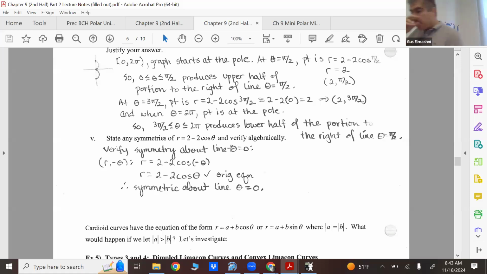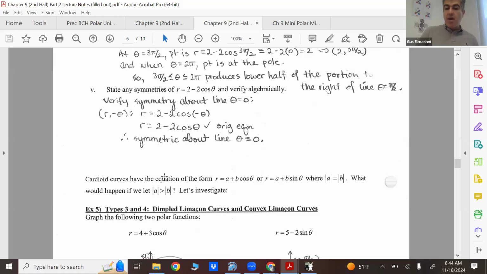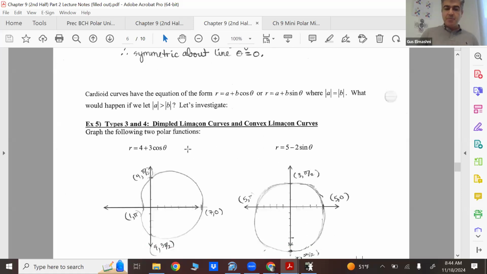Now, remember what I said? Generally speaking, r equals a plus b cos theta, or a plus b sine theta. And if you take absolute a and b, they're equal to each other for the cardioid. It was the other way around, where a is less than b, for the limaçon. But what if a is bigger than b? Now that's the last scenario we have to look at, and that's what we call dimpled limaçons or convex limaçons.